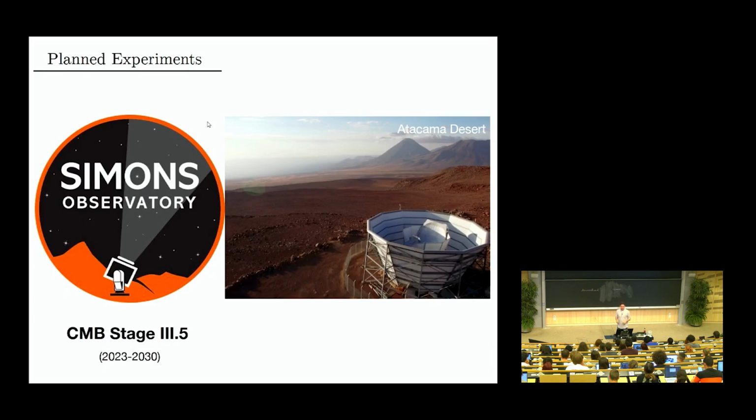And then there are planned experiments. They were planned at the time when I made these slides 2 years ago. They're now actually kind of ongoing. So Simons Observatory, for example, actually just started operation, and in the next year or two, you might actually see some announcements from this Simons Observatory. It's using the facilities in the Atacama Desert in Chile.